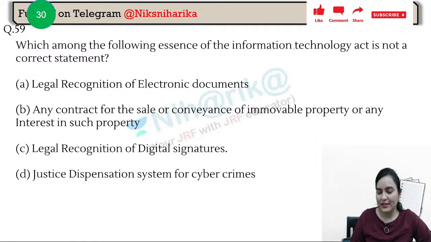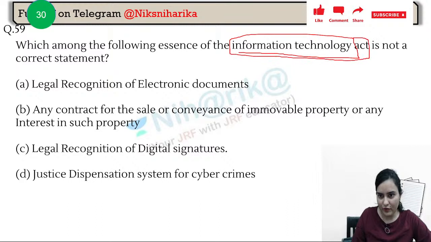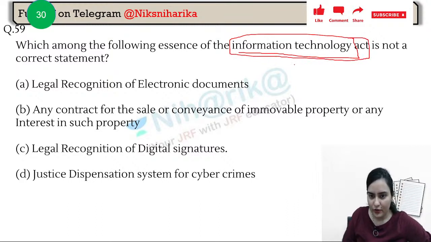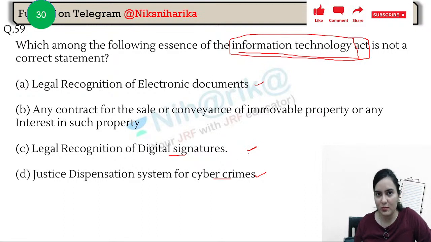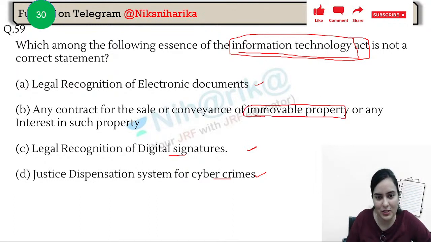Which statement is not correct related to what? The Information Technology Act. Okay, essence of the Information Technology Act. Shall we include electronic documents in the Information Technology Act? Yes. Shall we include digital signature? Yes. Cyber crimes? Yes. We have done all these things, where cyber crimes and sections were also quoted. Section 66, 66A, etc. Penalties were given, imprisonment and amount of fines were given. But is immovable property or any such interest in the property included? No. That's why this is the correct answer.